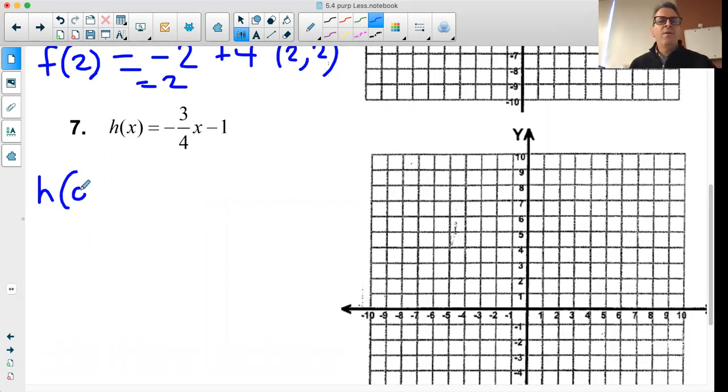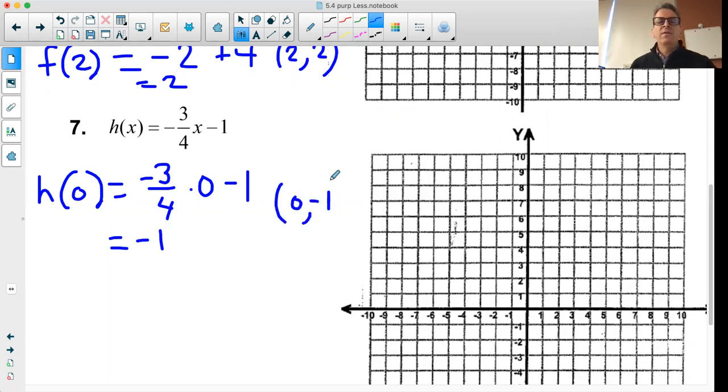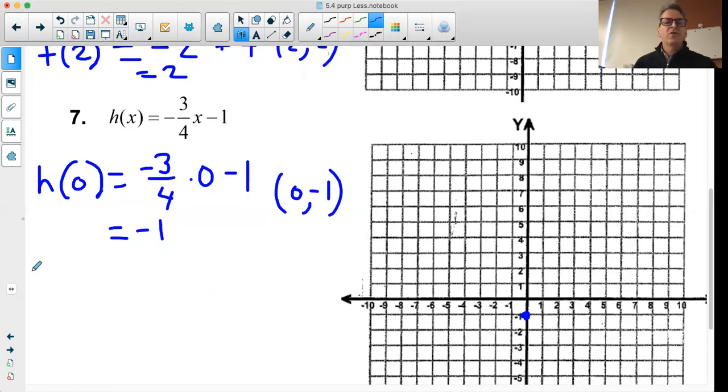Okay, h at 0 equals negative 3/4 times the 0. Okay, and then subtract 1. This is 0 minus 1, which is equal to negative 1. So that would correspond to the ordered pair (0, negative 1). So let's go ahead and graph that first. Right there, (0, negative 1). And I guess I would focus on multiples of 4, like 4 itself. Okay, so let's try that.